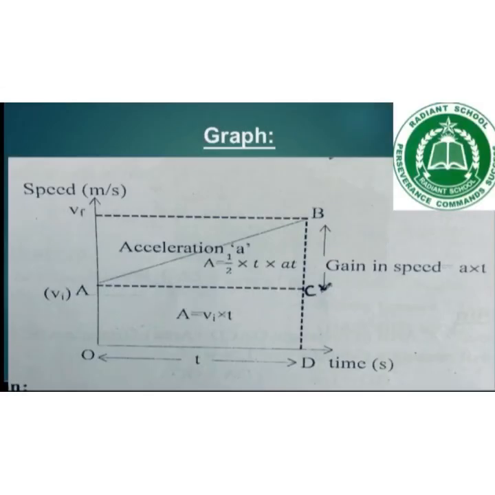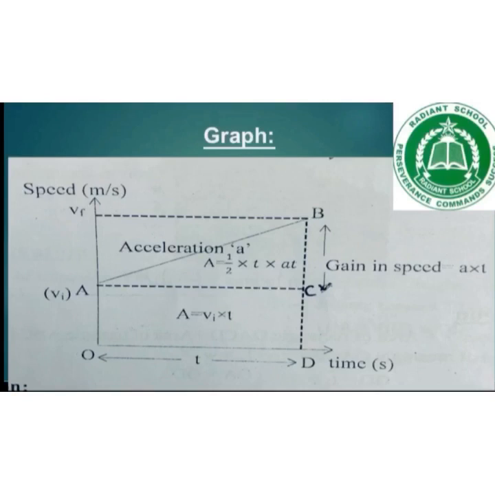Here students, time is an independent quantity, so we take it on the x-axis, and speed is a dependent quantity, so we take it on the y-axis. We write down the unit of speed, that is meter per second.